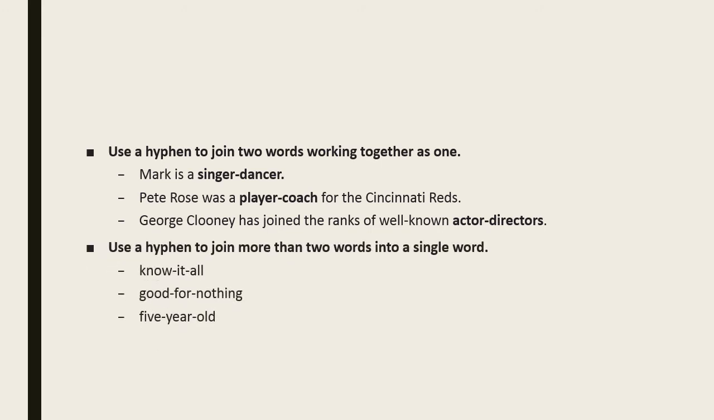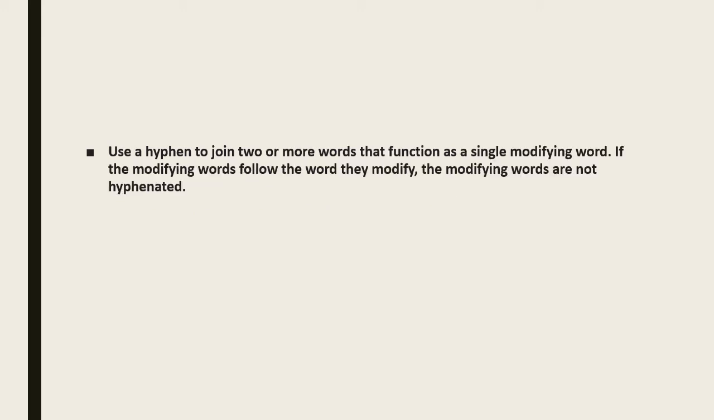We use a hyphen to join more than two words into a single word. Know-it-all, somebody who behaves as if he knows everything. Good-for-nothing, not useful. Five-year-old, a kid whose age is five years. So we are using more than two words and turning them into a single word by using hyphens in between.